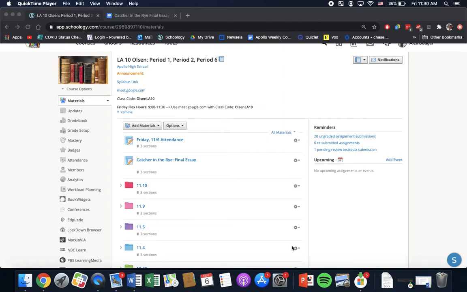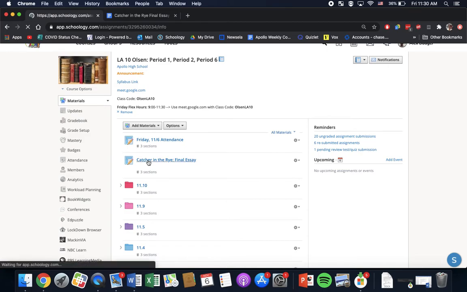A few weeks left in the trimester, and we have only two assignments that we are going to do in our Language Arts 10 class. We're going to finish Catcher in the Rye, and we're going to write our literary analysis essay. So let's look at the instructions for our literary analysis essay.